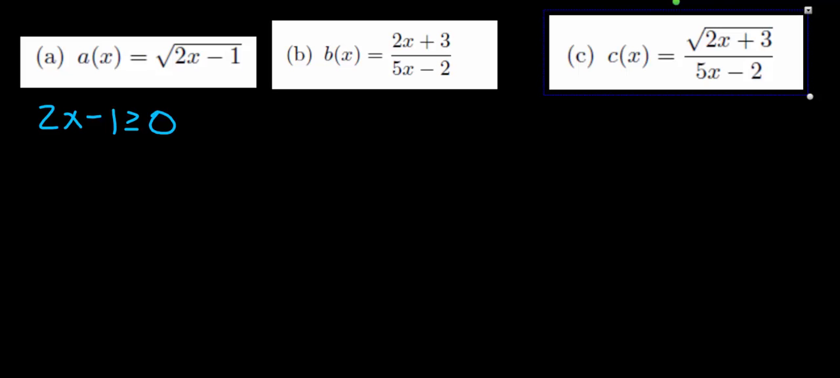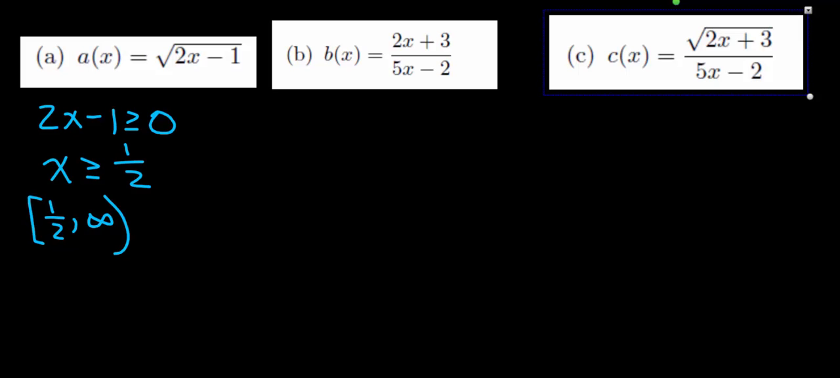So you have to take whatever is inside the radical, set it greater than or equal to 0, and you get, in this case, x greater than or equal to 1/2. Interval notation would be 1/2 to infinity, like that.